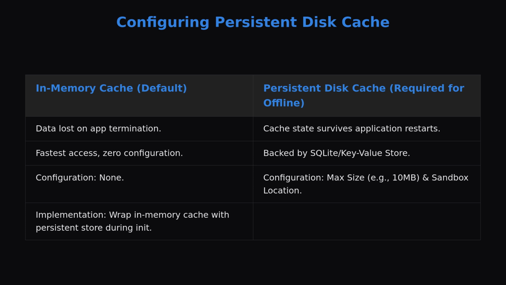Configuration requires specifying the maximum cache size, for example, 10 megabytes, and defining the exact file location within the application's sandbox directory. Implementing disk persistence involves wrapping the existing in-memory cache instance with the persistent store implementation during the client initialization phase. This configuration ensures that the cache state survives application restarts, which is mandatory for providing robust offline capabilities for all previously fetched data and improving startup performance.